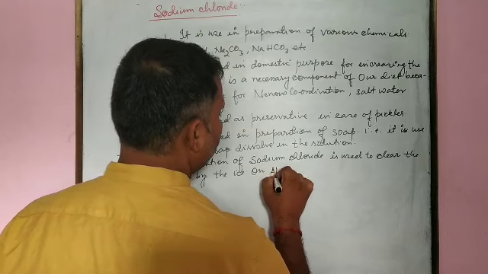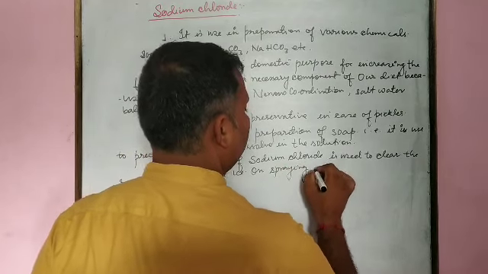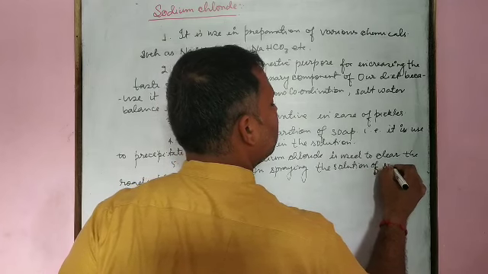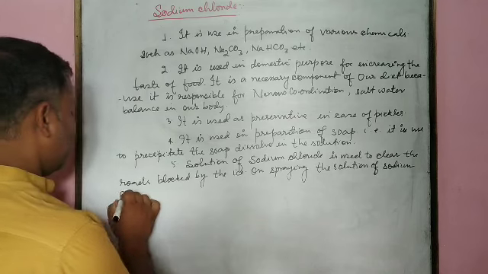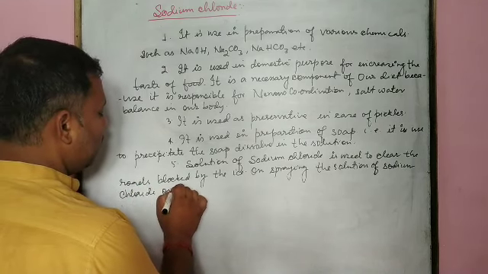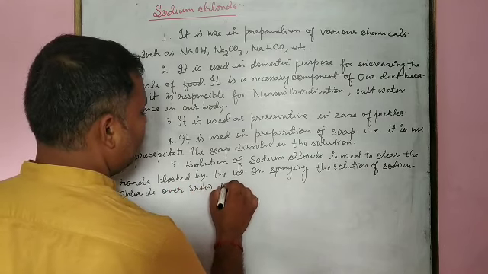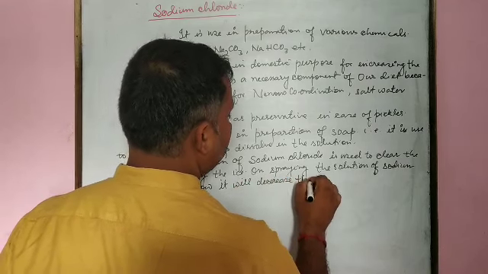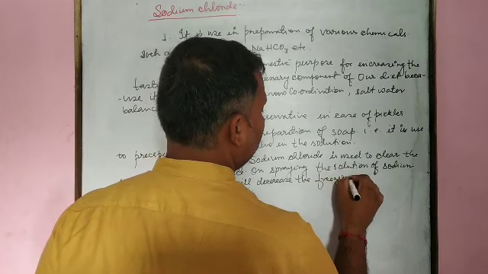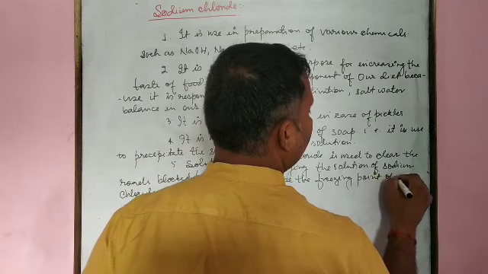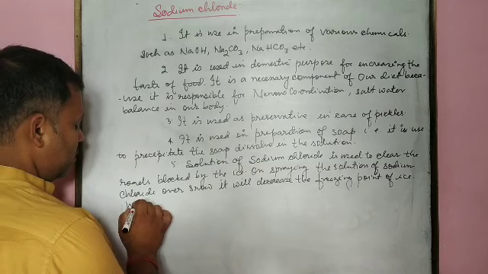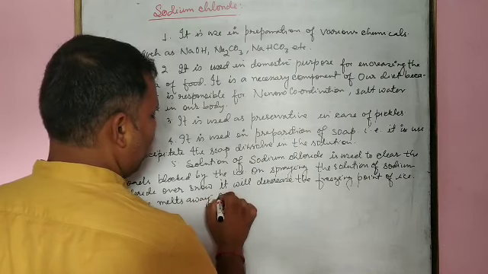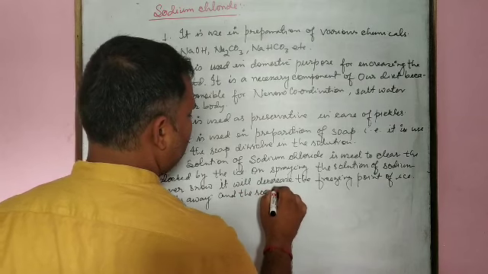On spraying the solution of sodium chloride over snow, it will decrease the freezing point of ice, hence it melts away and the road is cleared.